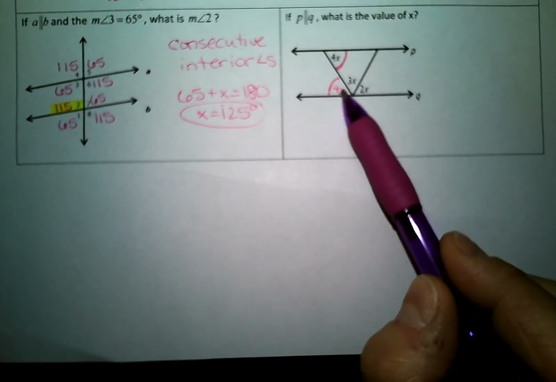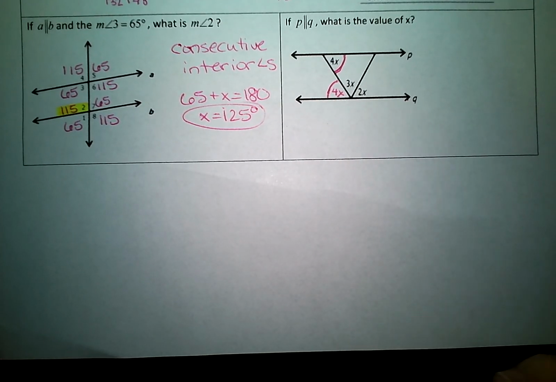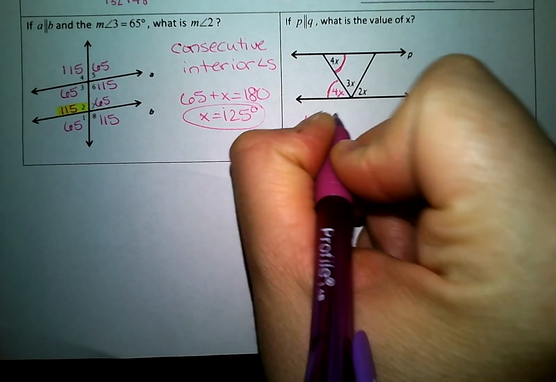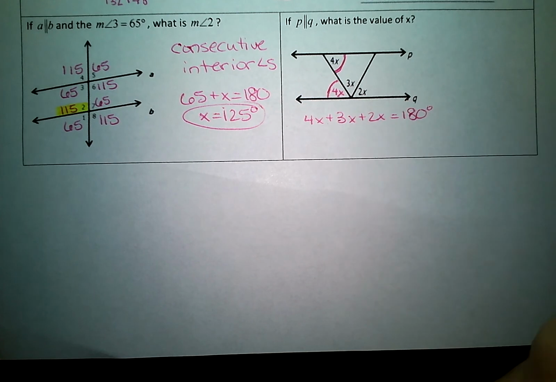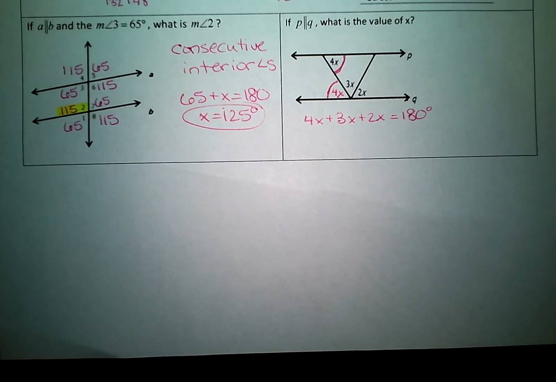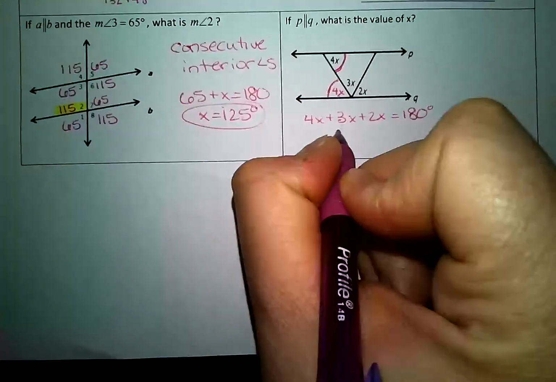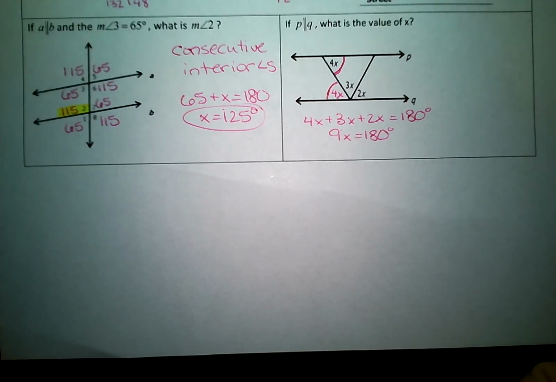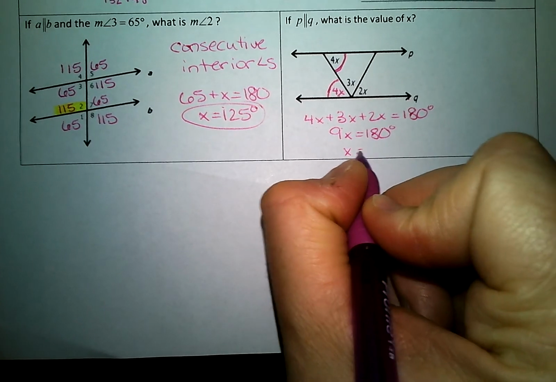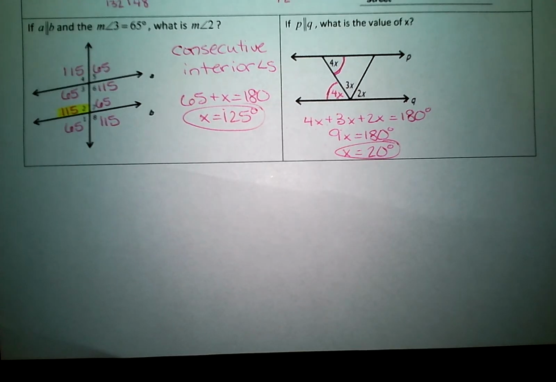Then, if I use all three angles that create line Q as one giant supplementary set, I'll be able to solve for x. 4x plus 3x plus 2x combine to make 180 degrees. Add like terms together. 4x and 3x is 7x. 7x and 2x is 9x. Solving for x, I'll divide by 9 on both sides, which will leave me 20. Therefore, the value of x is 20 degrees.